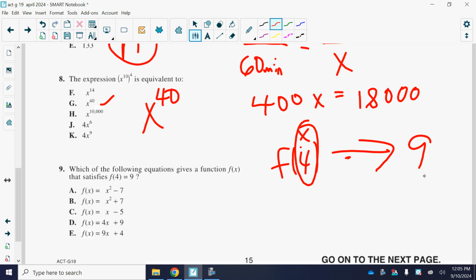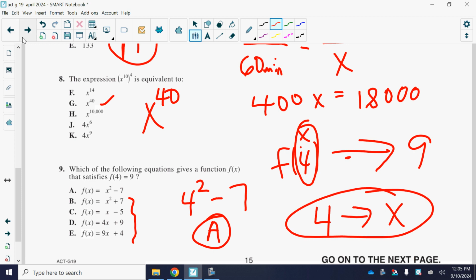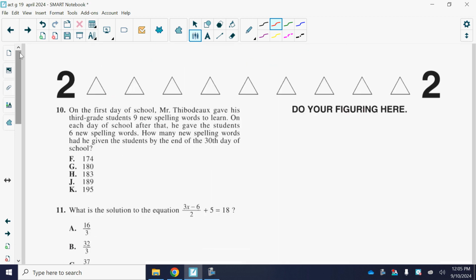So which one of these? It's just trial and error. It can't be these. They would not give me 9. But the first one, A, 4 squared is 16 minus 7 is 9. So the answer there is A. For some of y'all, that would be a STO. You could go 4 STO X on the calculator and get it done by plugging in.